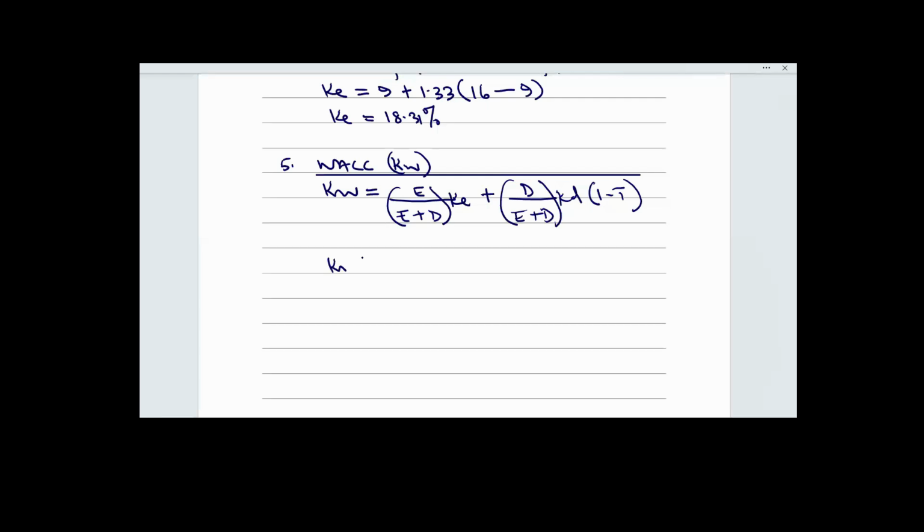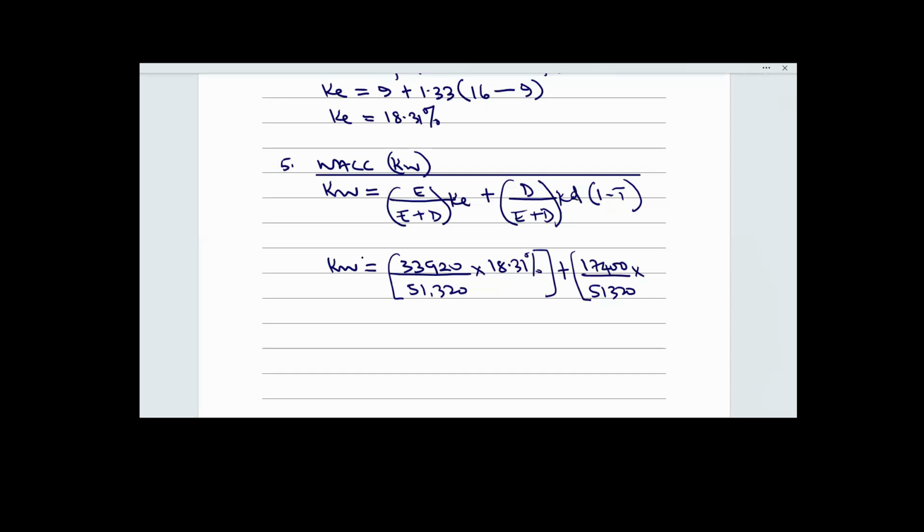Okay. So WACC: the equity value we calculated is 33,920. Total value we calculated is 51,320. Cost of equity we just calculated is 18.31% on one side, plus the value of the debt, which is 17,400, over total value 51,320, multiplied by cost of debt.